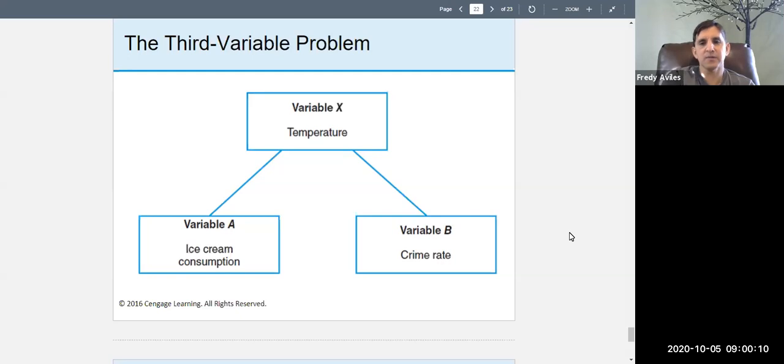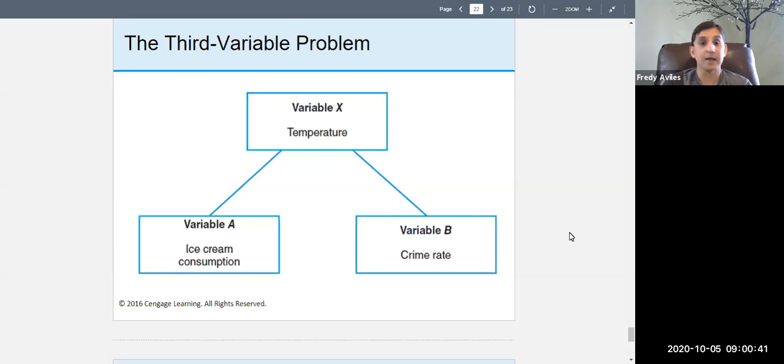There is, believe it or not, a relationship between variable A and variable B. Ice cream consumption is related to crime rate. There's a positive correlation there. The more people consume ice cream, the higher the crime rate. That seems like a kind of crazy correlation. Why would those two things be related? But there is a positive relationship between them. And the reason is that they're both related to variable X. They're both related to temperature.